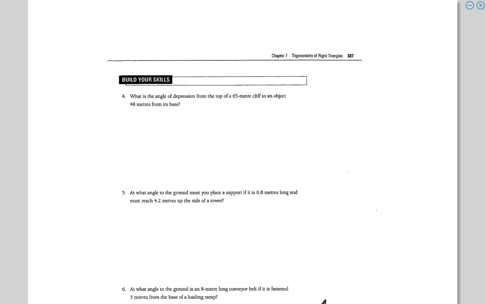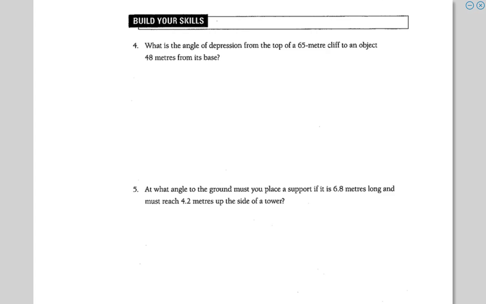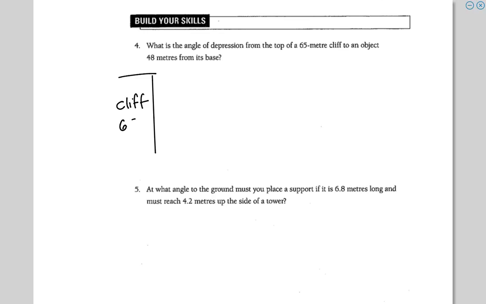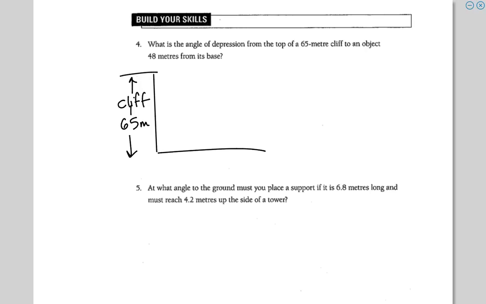Okay, a couple pages over, we're on number 4. It says, what is the angle of depression from the top of a 65-meter cliff to an object 48 meters from its base? So draw in your cliff. It's 65 meters, this distance. And there's an object, so we'll make a box or something. There's an object that is 48 meters from the base.